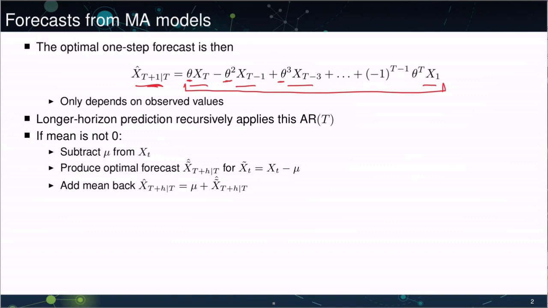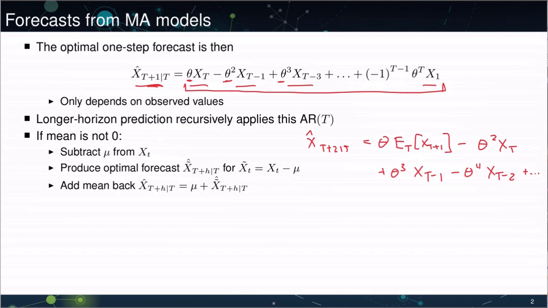If you want to do longer horizon forecasts from this model, you simply would recurse the autoregression forward. So for example, x hat t plus 2 given t will be theta times the conditional expectation of x_t plus 1, minus theta squared times x_t, plus theta cubed x_t minus 1, minus theta to the 4 x_t minus 2, and so on.